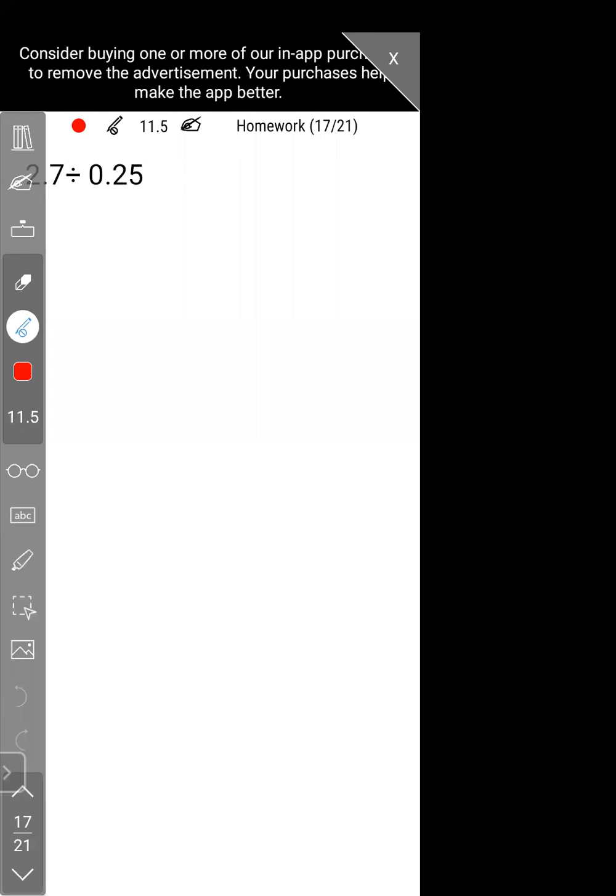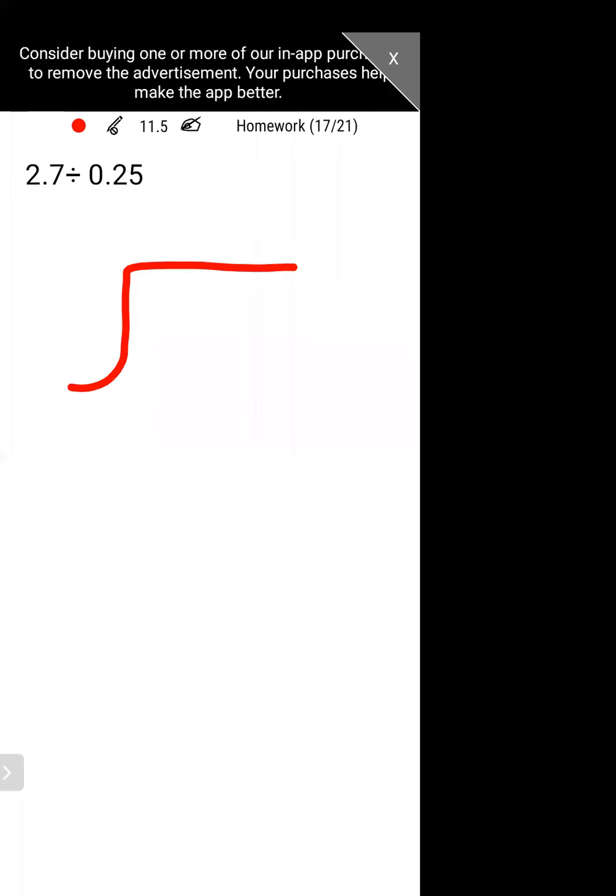In the divisor we have two decimal places. In the dividend we have one decimal place. So what we are going to do here, we have 0.25, so we have to make it a whole number. To make it a whole number, take two jumps and it will become 25, right?